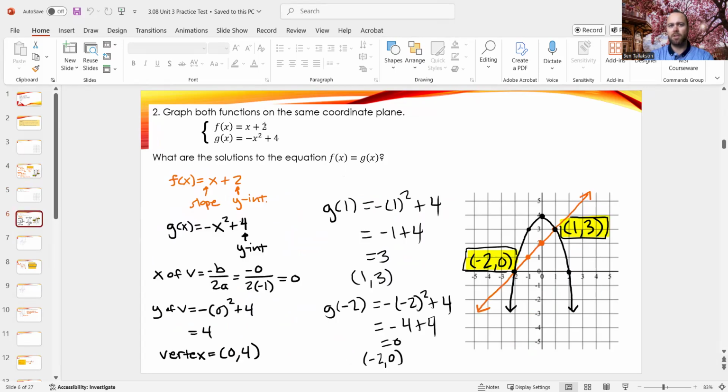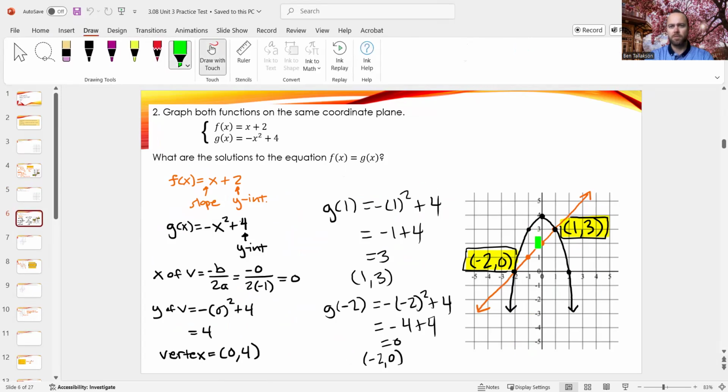Okay, so we graph our straight line first, y-intercept of 2. Right there, boom. Slope of 1, right? Coefficient of x is 1, 1 over 1. So rise 1, run 1. Orange line, that's f of x.